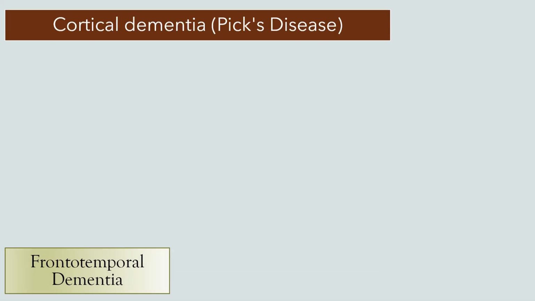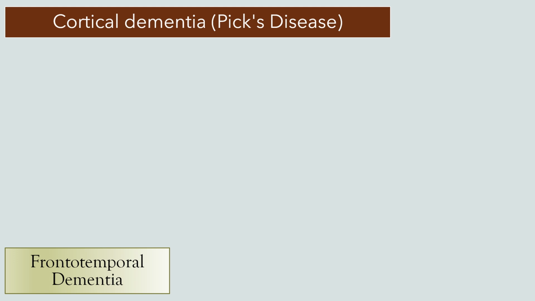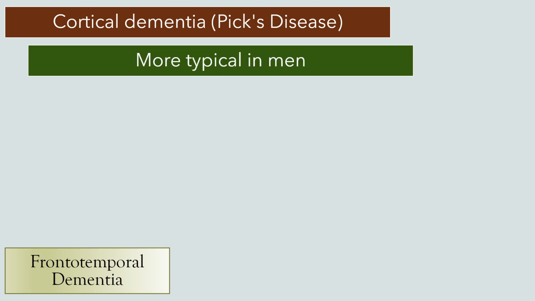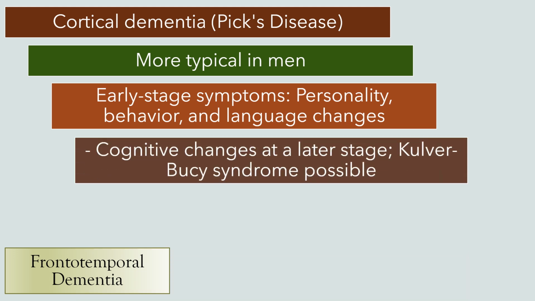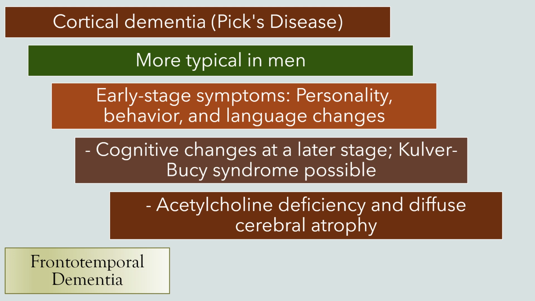Frontotemporal dementia is a cortical dementia called Pick's disease. More typical in men, early stage symptoms are personality, behavior, and language changes. Cognitive changes at later stages, Klüver-Bucy syndrome possible. Acetylcholine deficiency and diffuse cerebral atrophy.